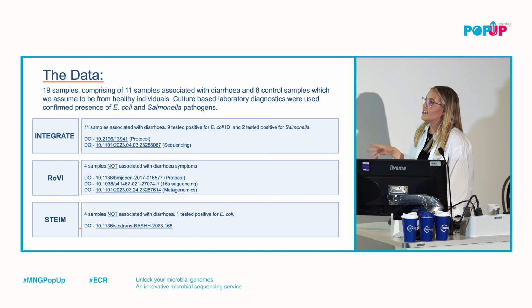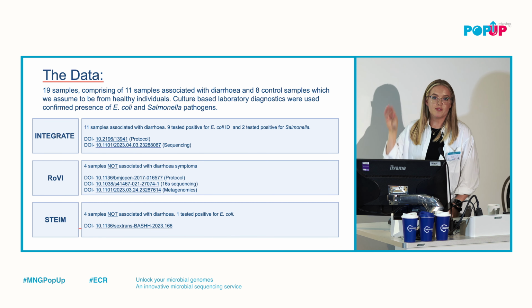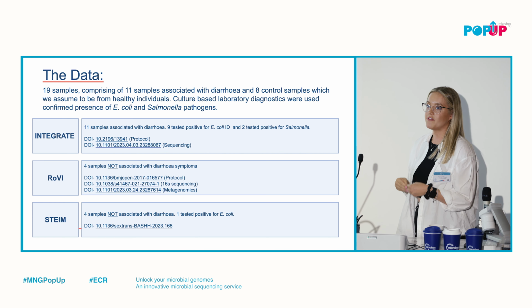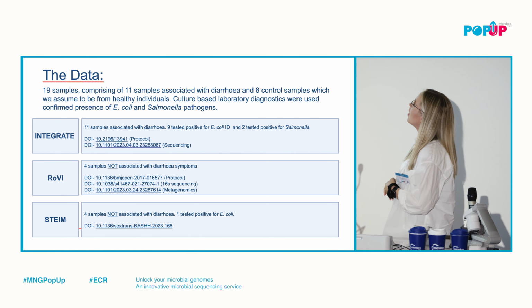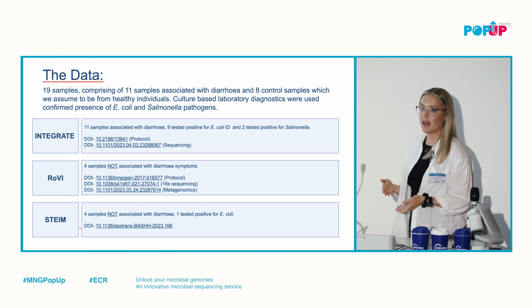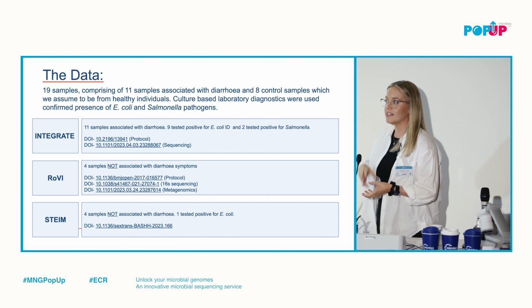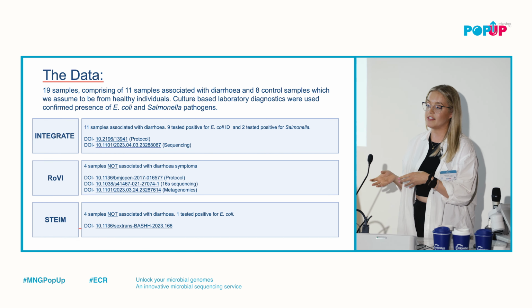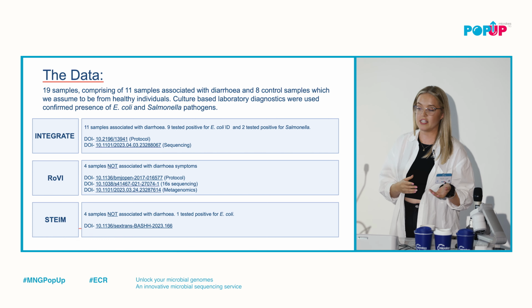So this is all the data. If anyone wants any more information, please follow these DOIs. What we're looking at here is 19 samples of historical and fresh stool. These have all gone through culture-based laboratory diagnostics to confirm the presence of a pathogen. Some of them are associated with GI symptoms, and then there are 11 samples that aren't associated with these GI symptoms.